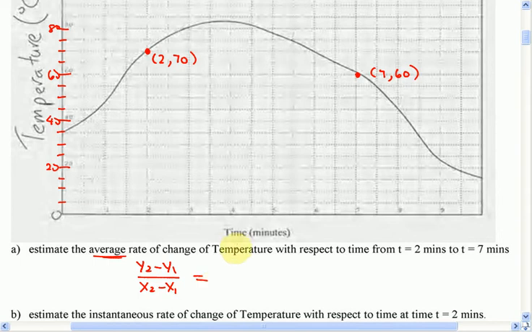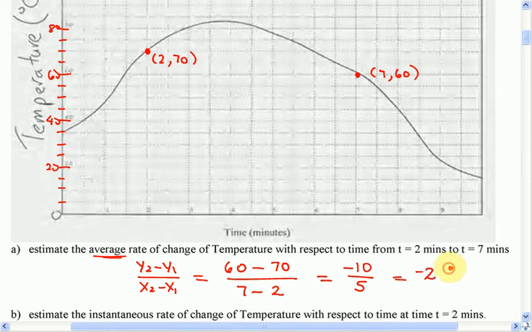I guess I'll plug in y2 as 60, y1 as 70, 7 take away 2. What's negative 10 divided by 5? Negative 2, and please put units on here. We're talking about a rate of change of temperature, so degrees Celsius, and the time is per minute.